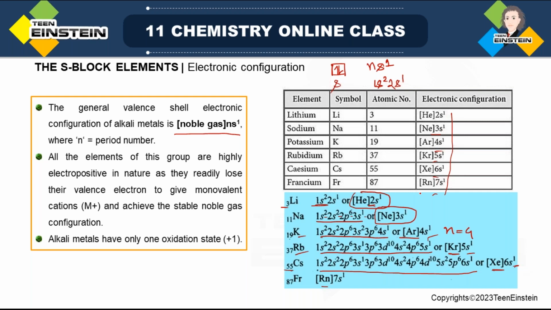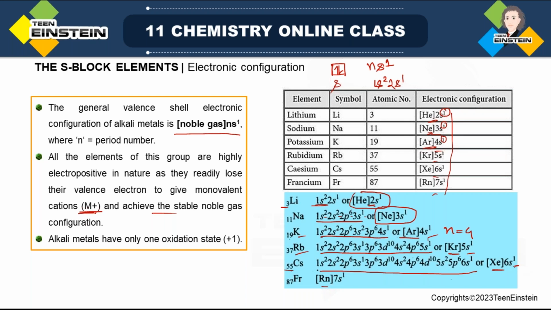They are highly electropositive. Highly electropositive means they will try to lose electrons very easily. Now, what is the reason behind it? When they lose this outermost electron, they will achieve the noble gas configuration. So when sodium loses an electron, it will reach neon configuration. When cesium loses an electron, it will reach xenon configuration. So these are the reasons why they are so electropositive, why they are so reactive, because they achieve noble gas configuration.